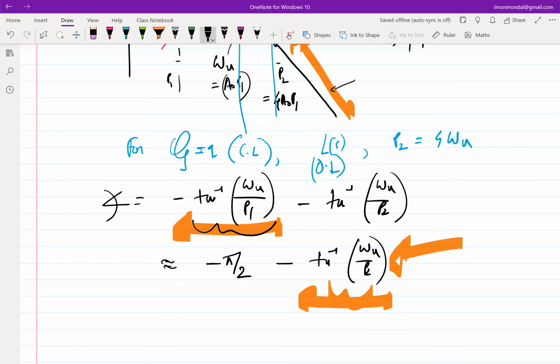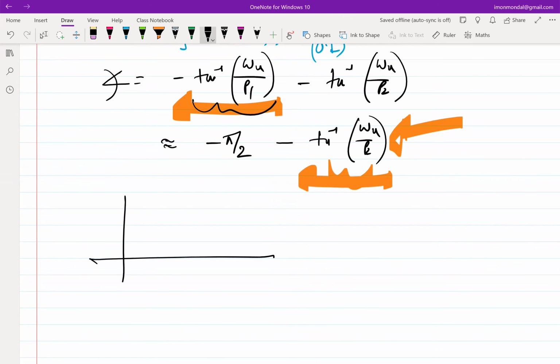Okay, so when I say second order response, what I essentially mean is this. Mod of L, let's say I look at the mod of L and I find that my computer gives me this plot.